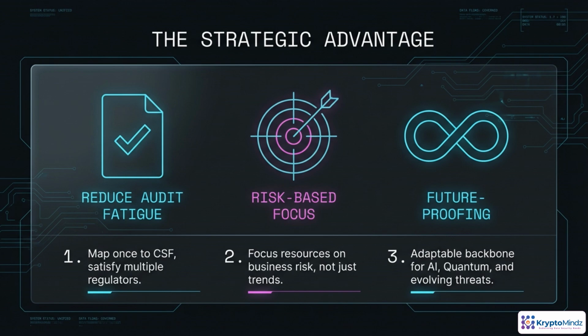From a program perspective, NIST CSF 2.0 gives you 3 big wins. First, you map once to the CSF, then reuse that work to satisfy multiple regulators and frameworks. Second, you prioritize real business risk instead of chasing buzzword tools. Third, you gain a flexible backbone that can adapt as technology and threats evolve.